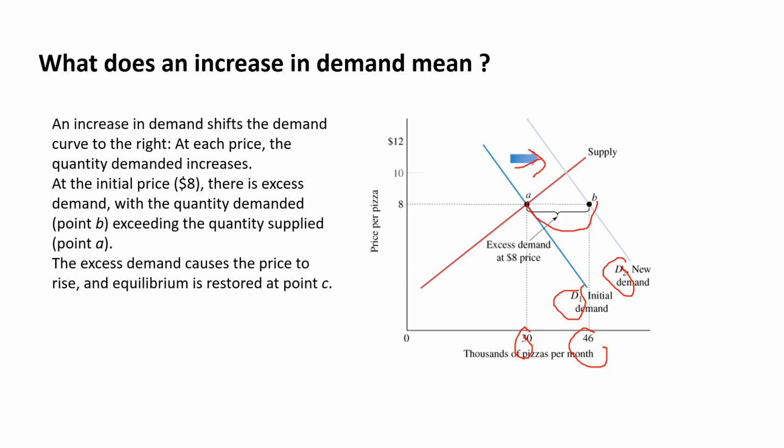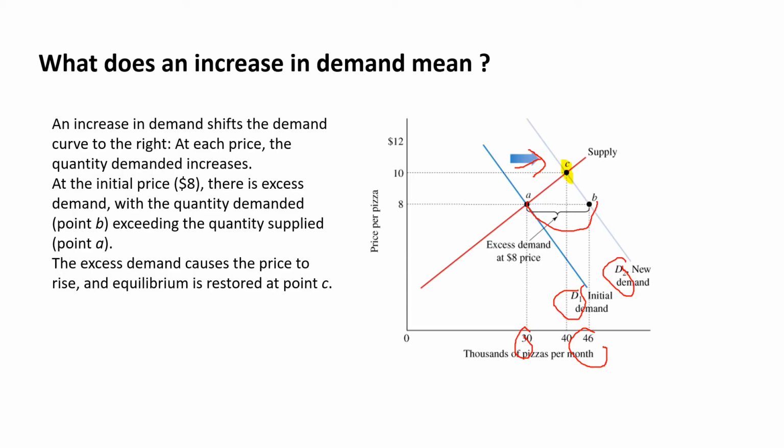Now let us move to the second thing, which is that the excess demand caused the price to rise and the equilibrium to be restored. Now over here, let us look at where the new equilibrium point is. The new equilibrium point is the intersection between the supply and demand, which is at point C over here.